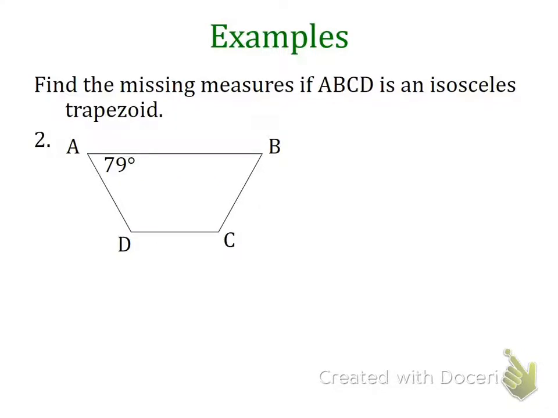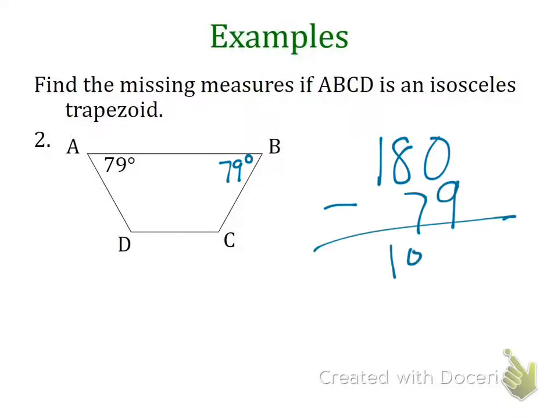It's an isosceles trapezoid. Which one do we know right away? Good. B is 79 degrees. Now how do I find D and C? 180. Good. 180 minus 79 gives me 101. So D is 101 and C is 101.